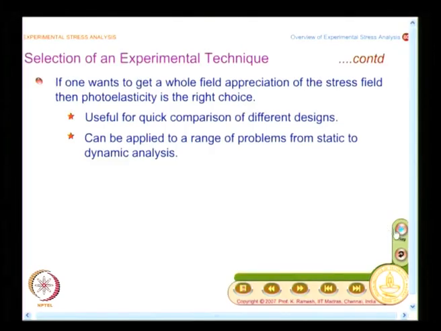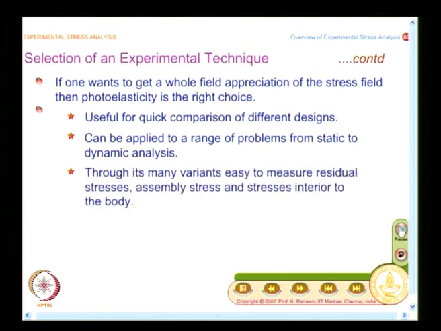And this can also be applied from static to dynamic analysis, and you have many variants of photoelasticity. They can be selected for measuring residual stresses, they can also be used for assembly stresses, and most importantly stresses interior to the body. Anything interior, whether you want to do it on the human body, if you want to do a heart surgery, it is much more complicated than what you can do on the surface.